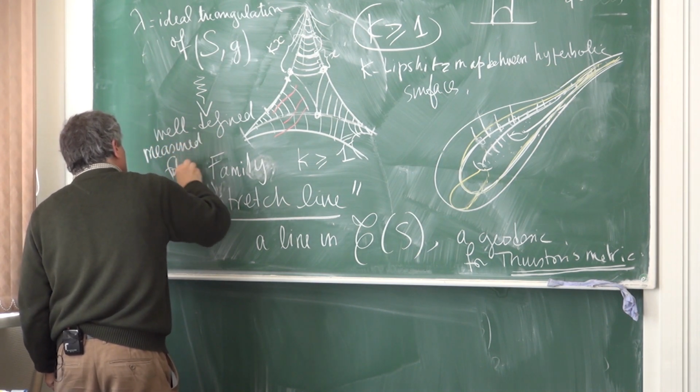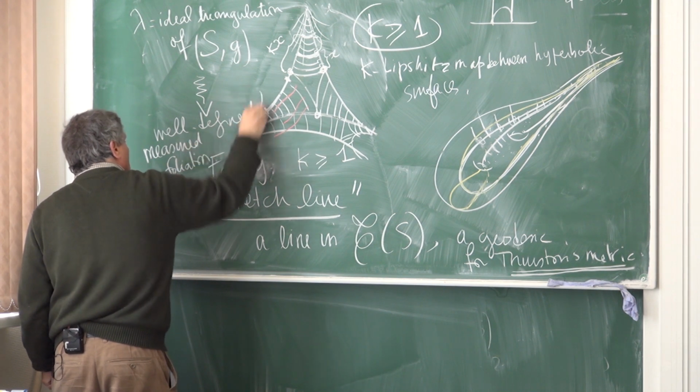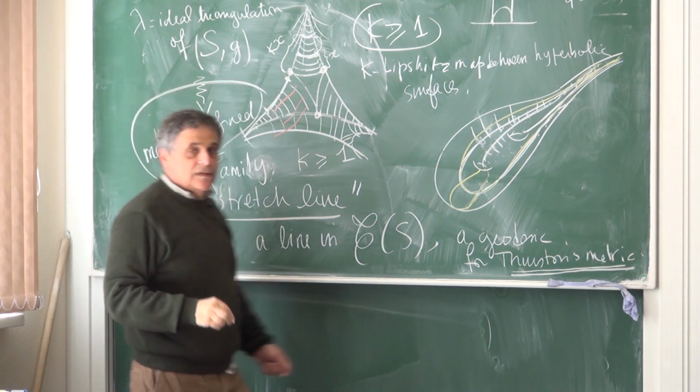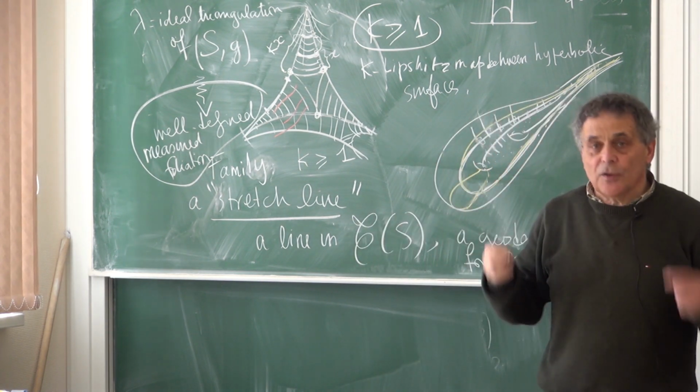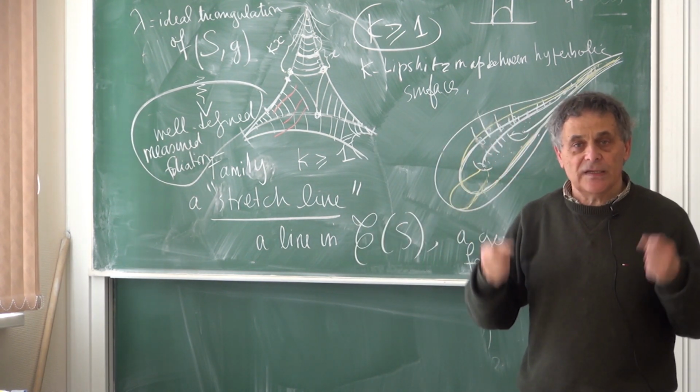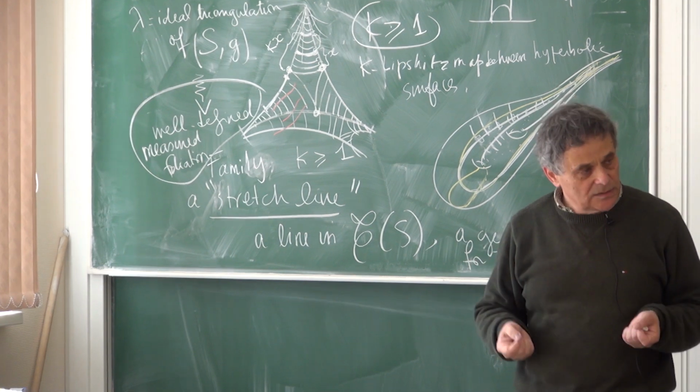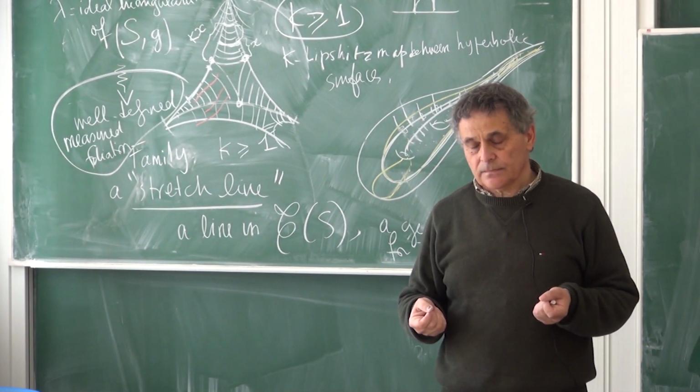measured foliation. A well-defined measured foliation on the surface, which is obtained by gluing all these foliations by horocycles. Okay?